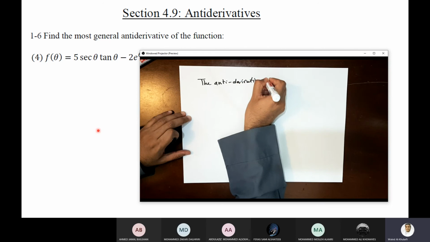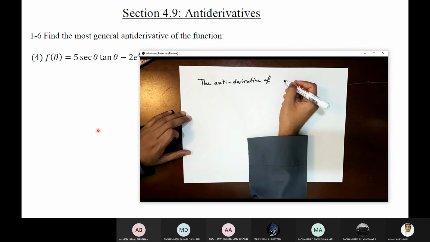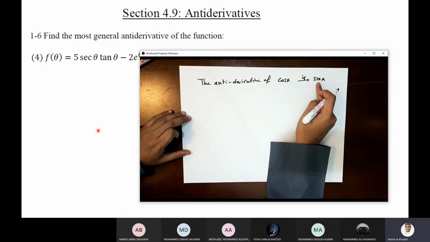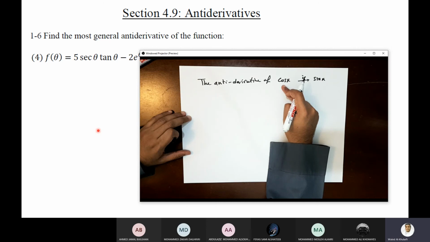No, I'm sorry. The function is cosine x, and the particular antiderivative is sine x. So what is the derivative of sine? Cosine.